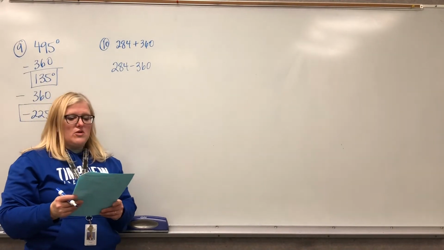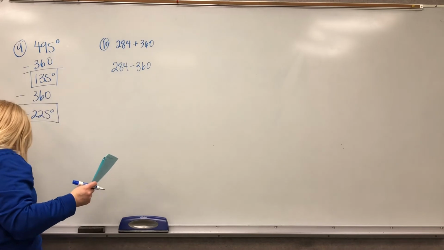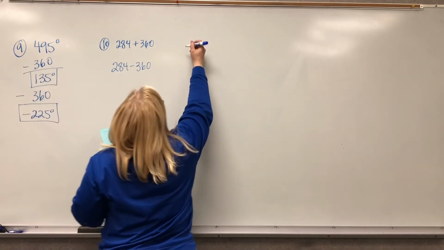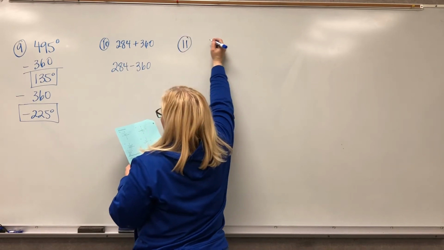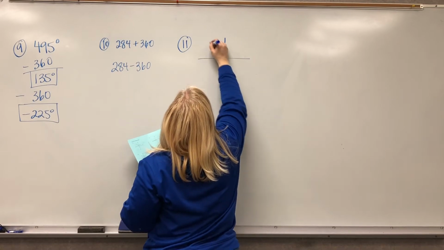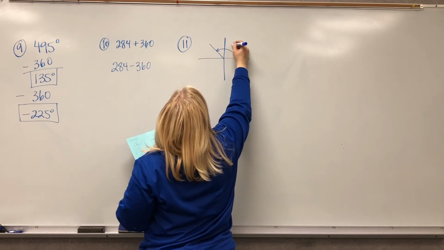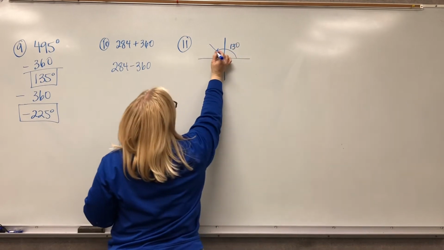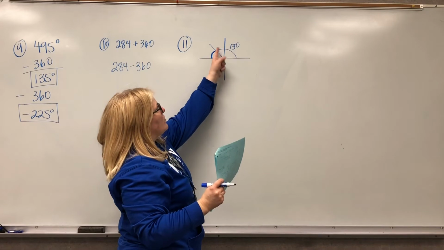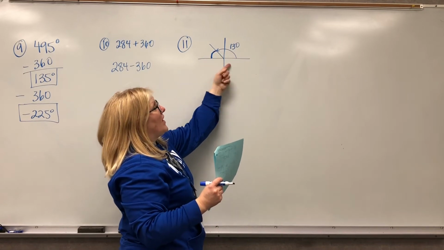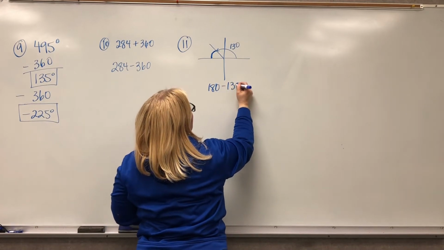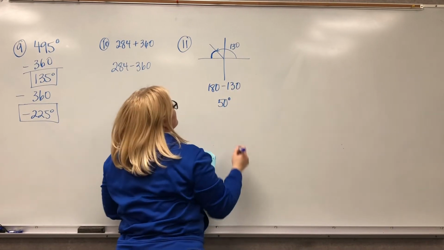Reference angles, these are number 11 through 14. I know these have been tricky. So number 11, we are given 130 degrees, which means my reference angle is right here. So what's left? I've got 130 plus something is gonna give me 180. So I can do 180 minus 130 is 50 degrees.